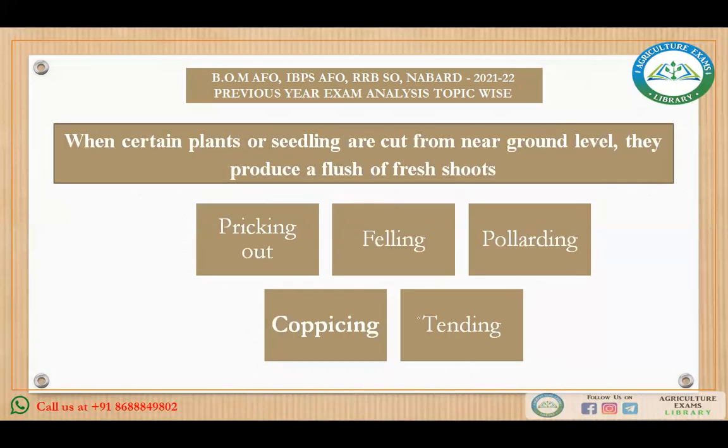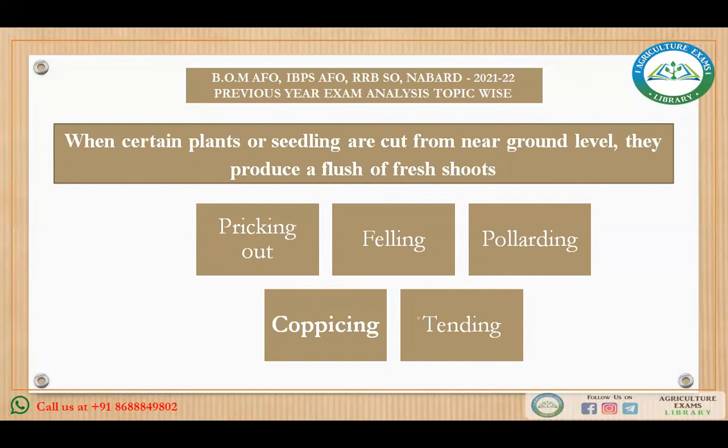Okay, now when plants or seedlings are cut near the ground level, they produce a flush of shoots. That is pricking out, felling, pollarding, coppicing, tending. See, what is pricking out? Generally when seedlings have been kept in the nursery for a longer duration, more than a year, then they should be transferred to another bed other than the seedling bed, that is pricking out.